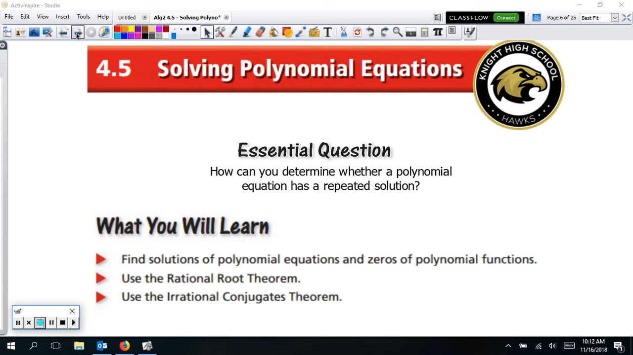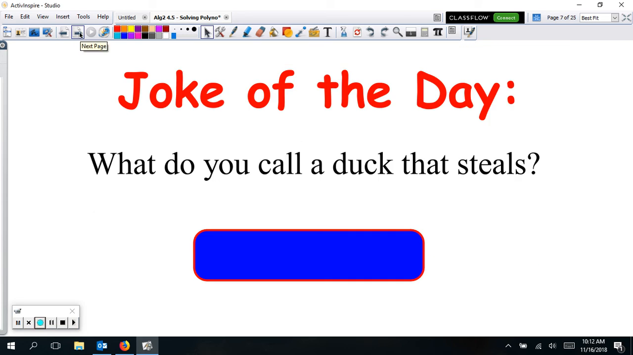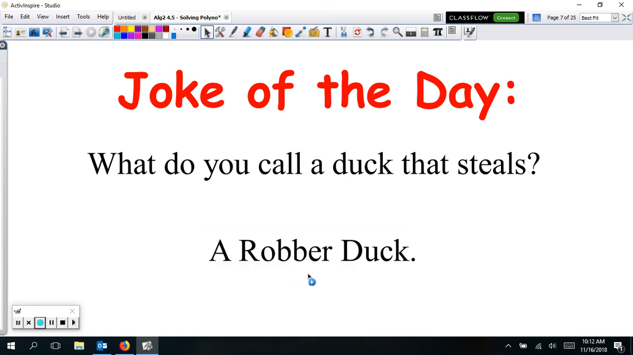So to get started, let's just start with a little joke of the day. What do you call a duck that steals? That would be called a robber duck. So there you go, a robber duck.